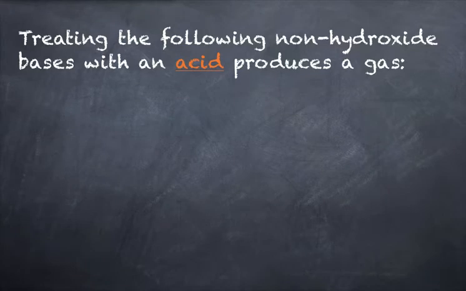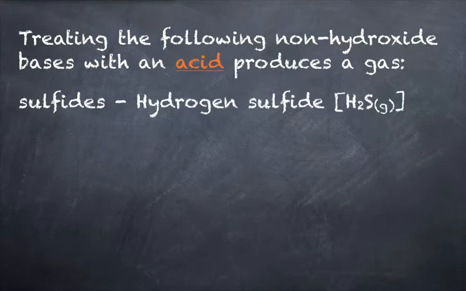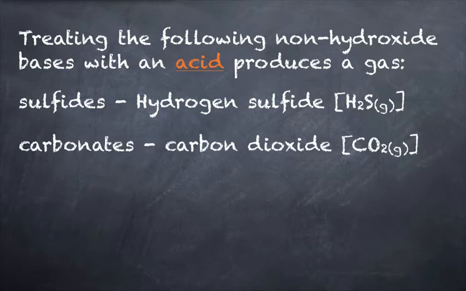And so let's look at the first one. Sulfides will produce hydrogen sulfide gas. That's H2S. And it's the smell of rotten eggs. Carbonates or bicarbonates like baking soda or limestone or anything that's CO3 at the end will produce carbon dioxide gas. It's the same gas that's in soft drinks and things like that. So these are the two examples.